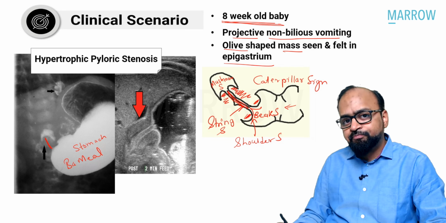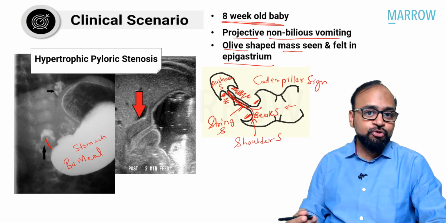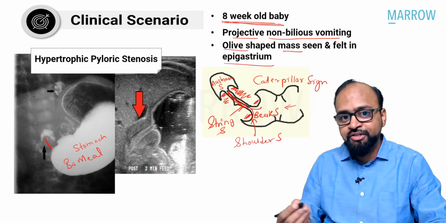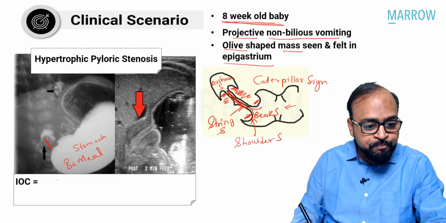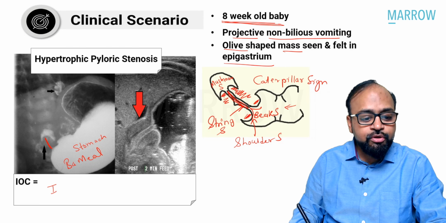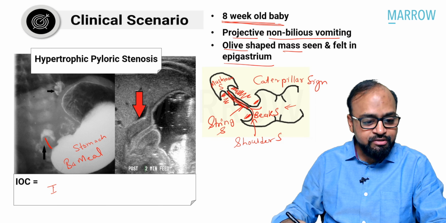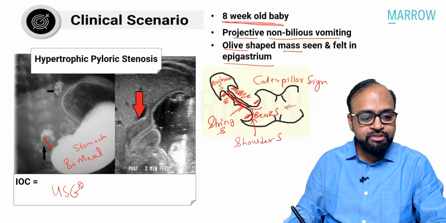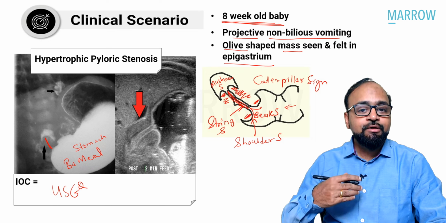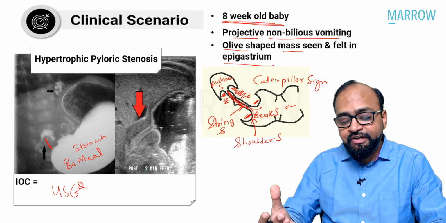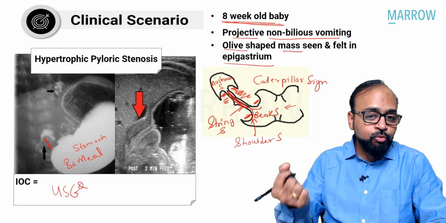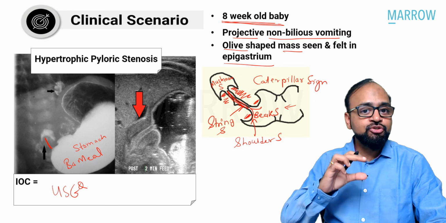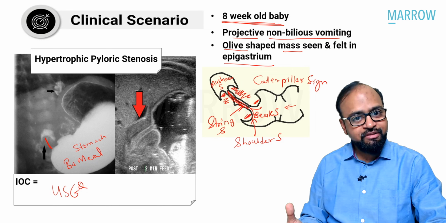Now, can you tell me what is the overall investigation of choice for diagnosis of hypertrophic pyloric stenosis? Though barium meal was used conventionally, traditionally, now the investigation of choice is considered to be USG. That is because, while the child is sleeping or the mother is feeding the child, you can quickly keep a probe on the infant's abdomen. Pylorus, being very superficial, can very readily be seen on USG.